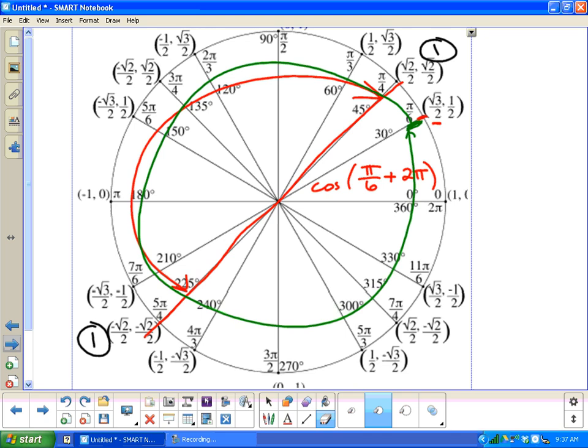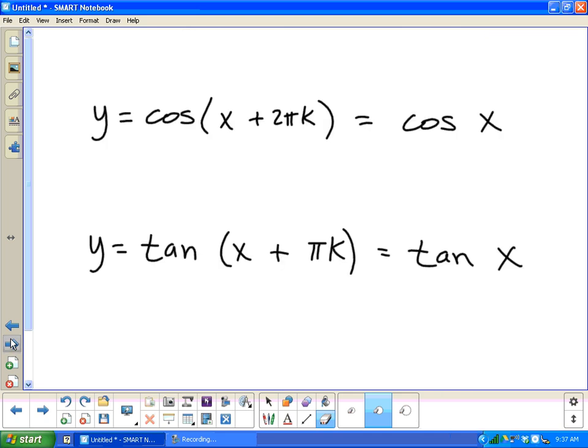So here's the bottom line. If you have y equals cosine of x plus 2 pi k, then that's just the cosine of x. The way you think about this, 2 pi k, just think of it as a multiple of 2 pi.